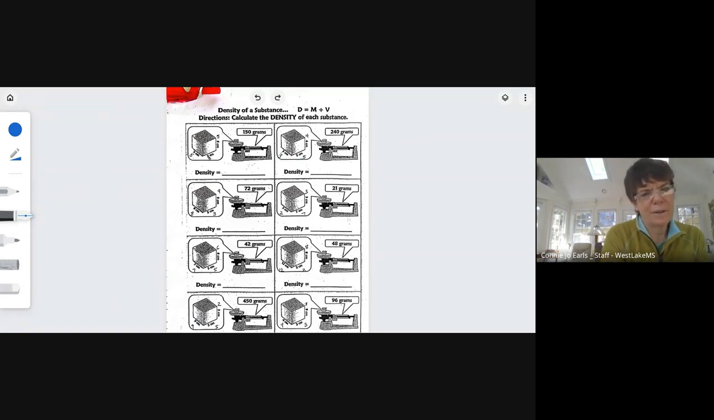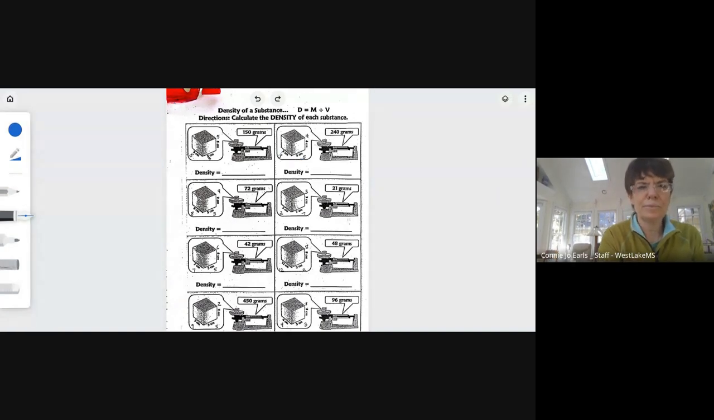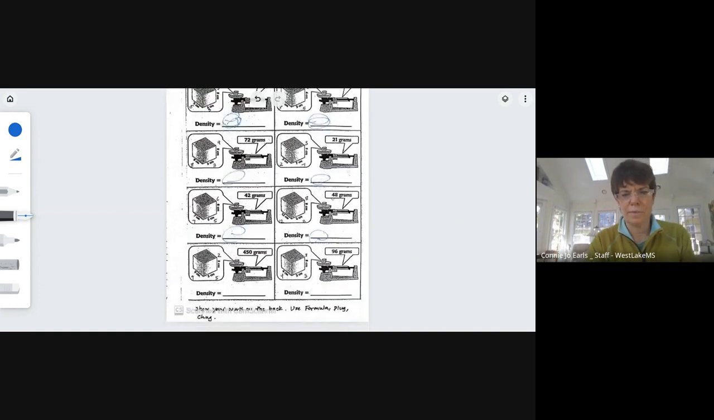So on this worksheet, this is the density duck worksheet. There's 8 cubes, there's 8 problems here. And just as a reminder, whenever you put your answer for density, you're going to have a number right here, and you're going to have a number right here. You're going to have a number here on all these, even down here.